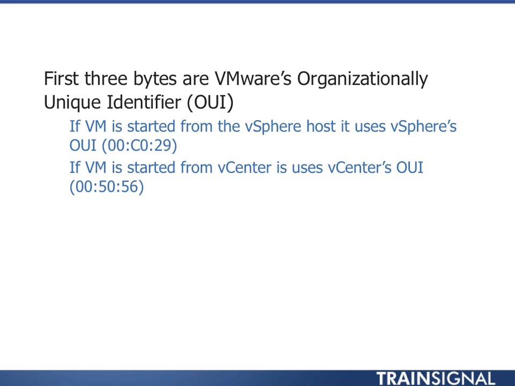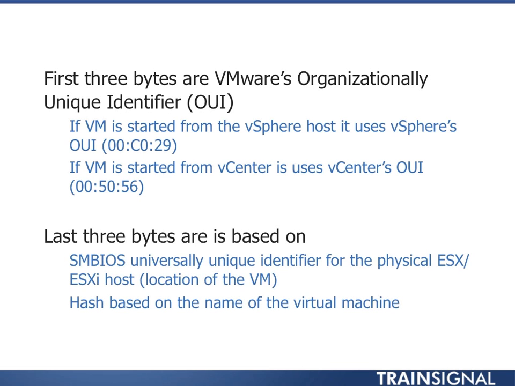If the VM is started from the vSphere host, it uses vSphere's OUI 00C029. If it's started from vCenter and not directly from the host, it uses vCenter's OUI 005056. So probably most of the ones you see in any managed environment is going to start with 005056. The last 3 bytes are based on a couple of things. First is the SMBIOS Universally Unique Identifier, the UUID for the physical ESX host. That UUID is burned into the ROM, or the BIOS really, of a server. It should be a unique identifier. Again, each server manufacturer should have their own unique prefix for that.